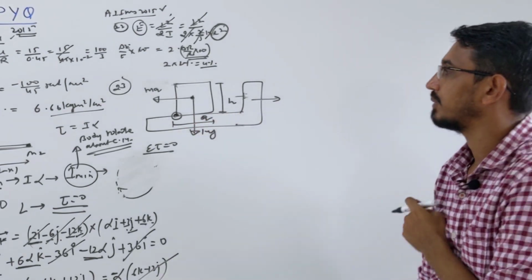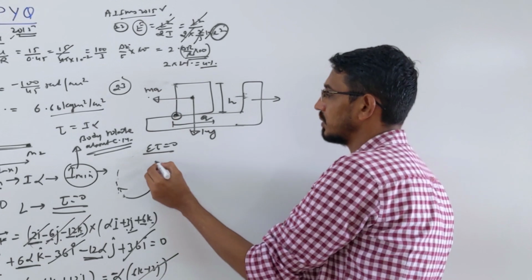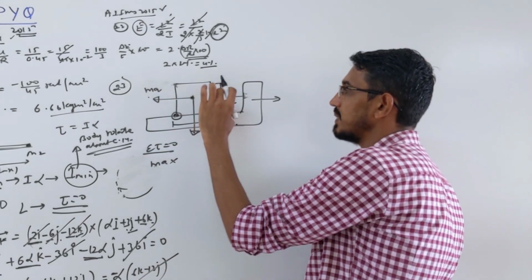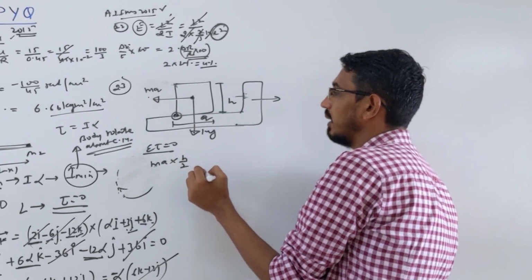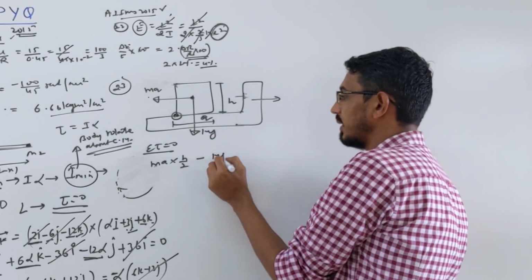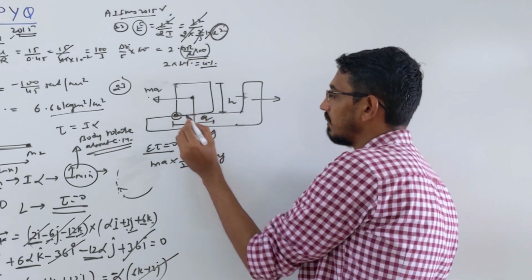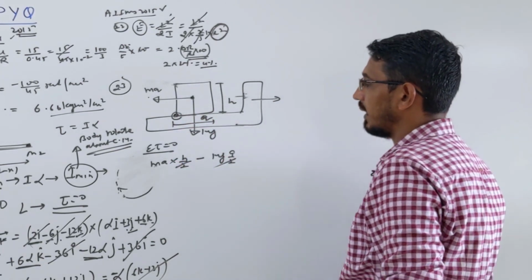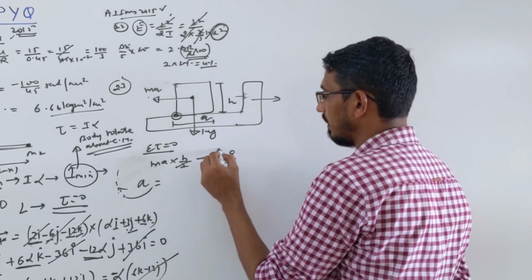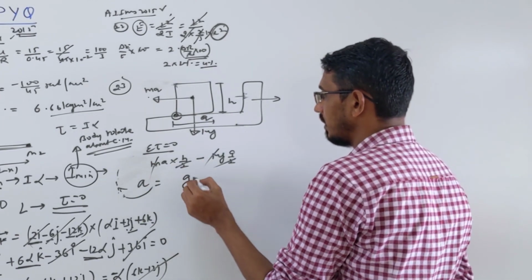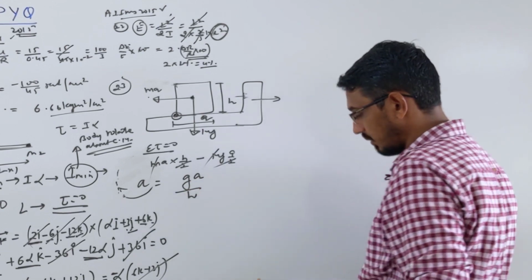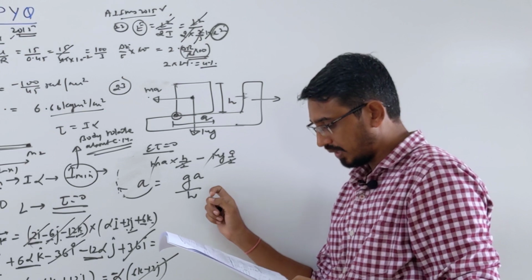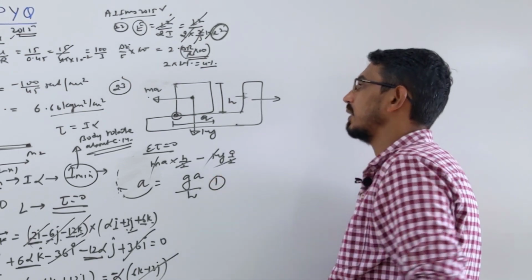So let's write the net torque. Torque due to this ma force: ma into the perpendicular distance about that point, which is h by 2. And minus the torque due to the mg force, mg and its perpendicular distance, that is a by 2. This just gets cancelled. We have to find the acceleration. Acceleration becomes, m also gets cancelled, g a by h. So let's check. This is given actually in the first option, right?